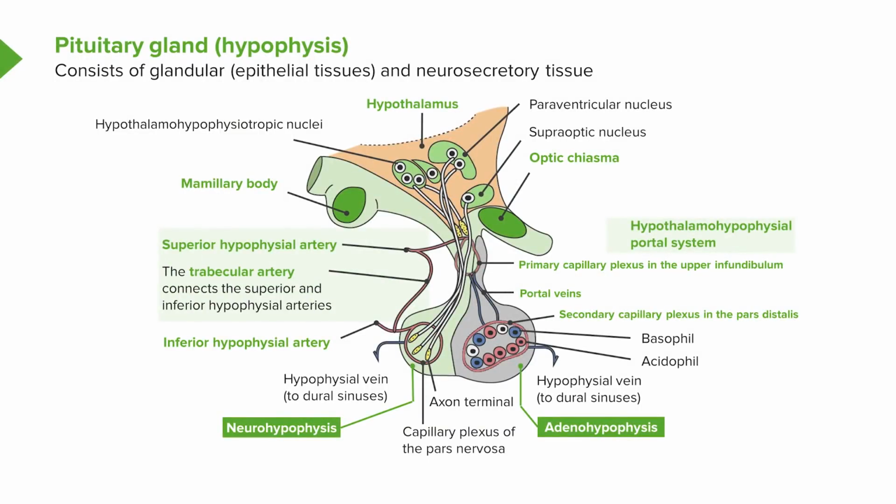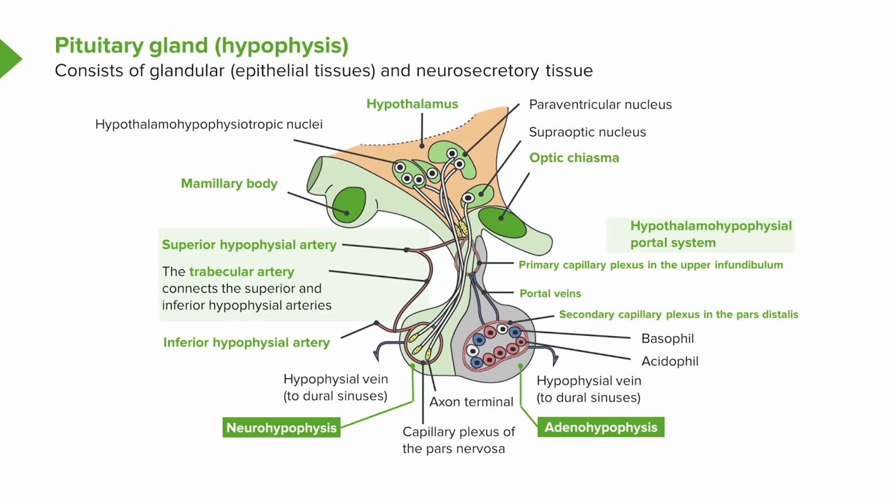If you look at the adenohypophysis, the anterior pituitary, you notice that in the diagram, there are three cell types represented. Basophils, acidophils, and then cells that don't take up any stain. And this is because in the anterior pituitary, the typical glandular epithelial component of the pituitary gland, there are different cell types based on their staining characteristics.